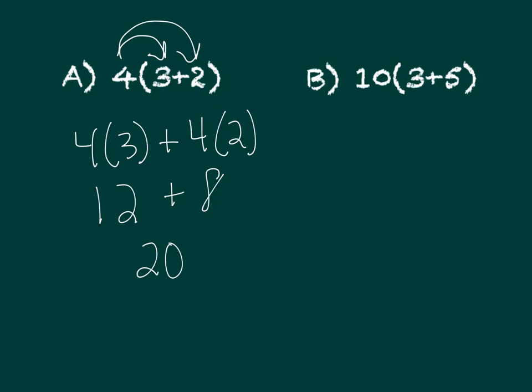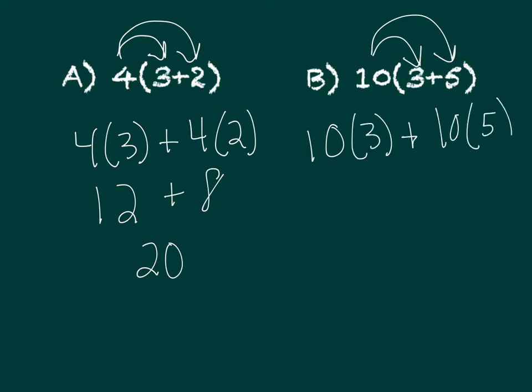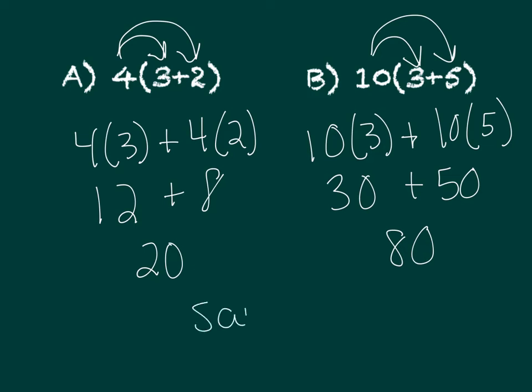And then looking at part B, we have 10 times 3 plus 5. We're going to distribute that 10 to the 3 and distribute that 10 to the 5, and that gives us 10 times 3 plus 10 times 5. 10 times 3 is 30, plus 10 times 5 is 50, and that gives us 80. Now if you take a look from the previous slide and this slide, we get the same answer.